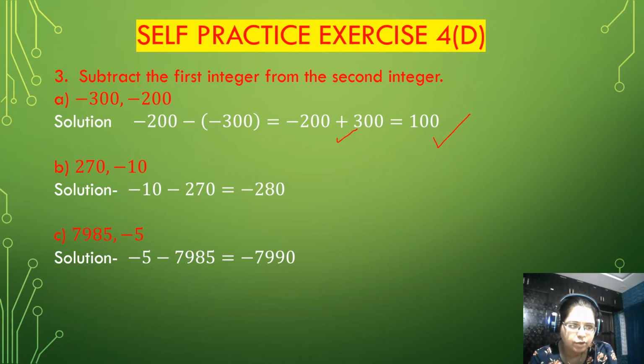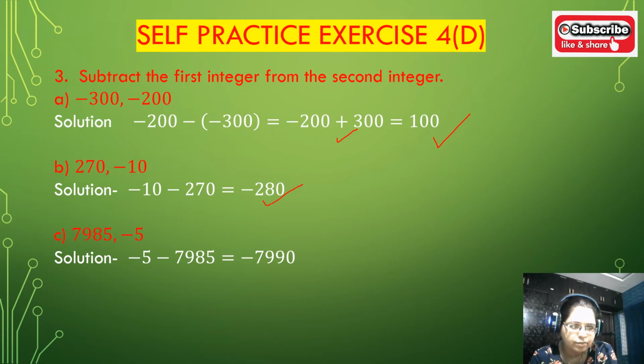Second bit B. 270 is the first integer and minus 10 is the second integer. We have to subtract the first integer 270 from the second integer minus 10. So minus 10 minus 270. Minus 10 minus 270 is minus 280.